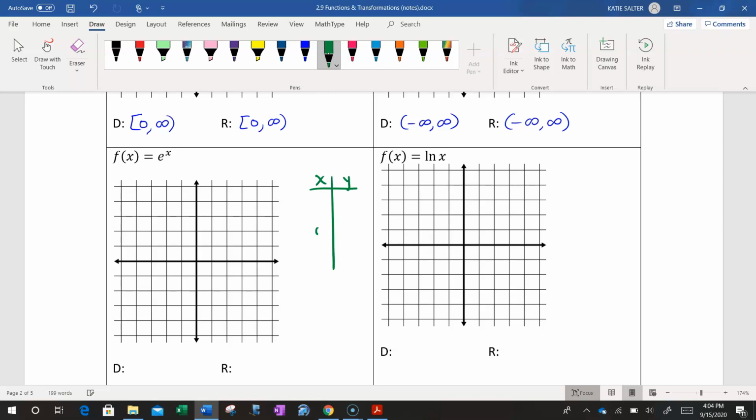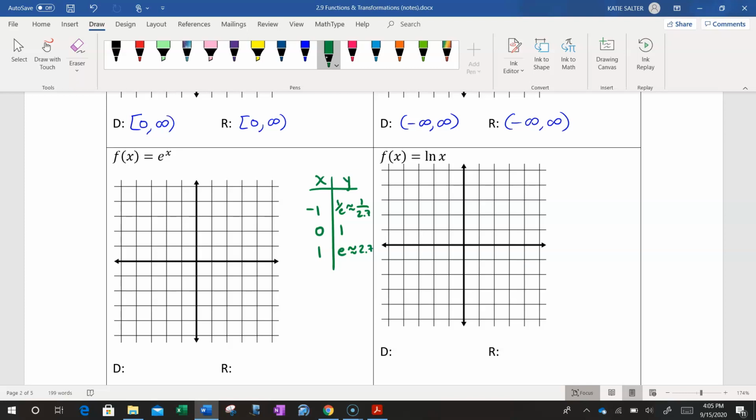When we substitute 0, any number other than 0 to the 0 power is 1. E to the 0 power, think about it right here, would be 1. When we substitute 1, we're just going to get e, so that's about 2.7. When we substitute negative 1, we're going to get e to the negative 1, which is really 1 over e. So think about that being approximately 1 over 2.7.